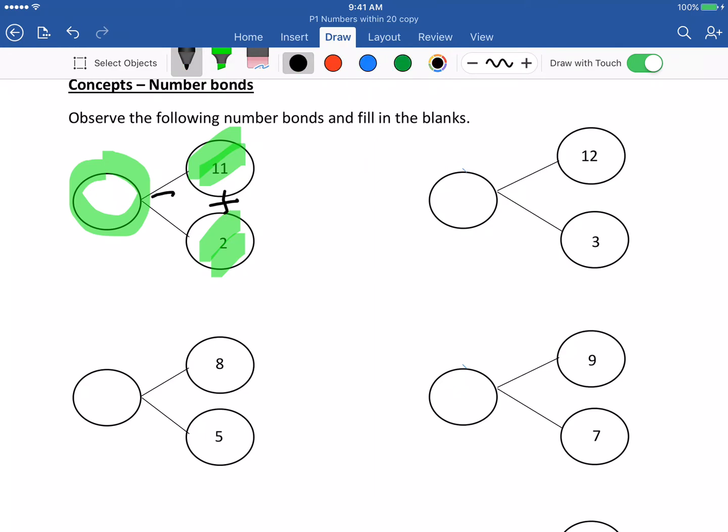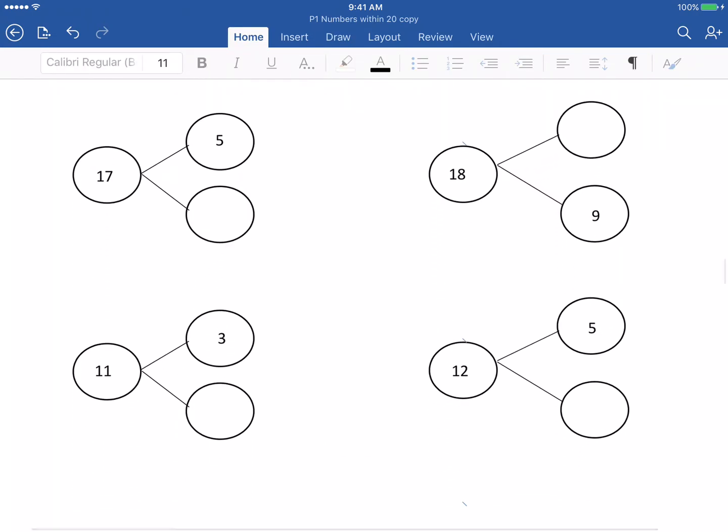11 plus 2 equals 13. Okay, 12 plus 3 is actually equal to 15. Next one, 8 plus 5 is actually equal to 13. Next one, 9 plus 7 is actually equal to 16. Okay, let's go through a few more examples.